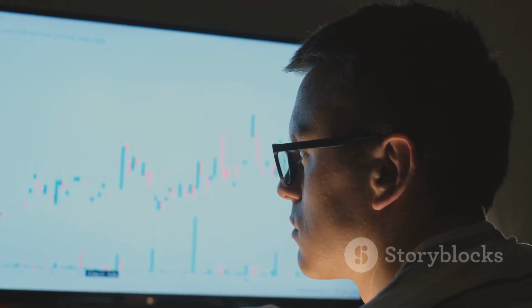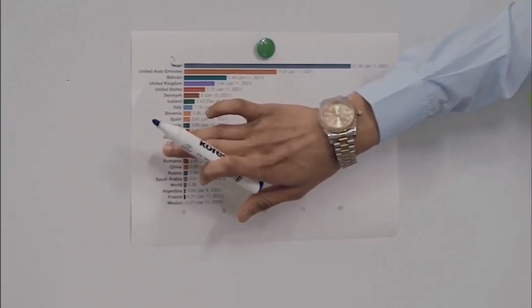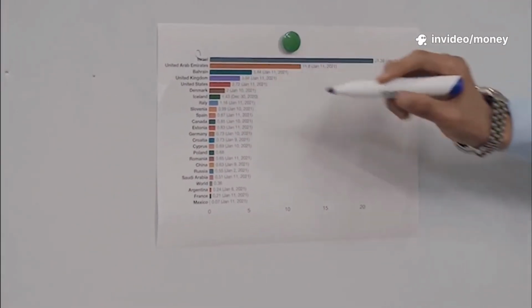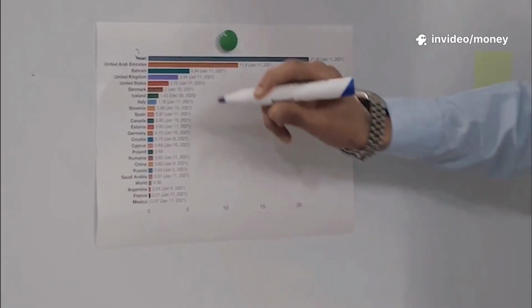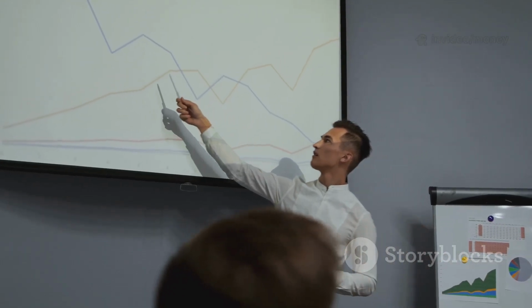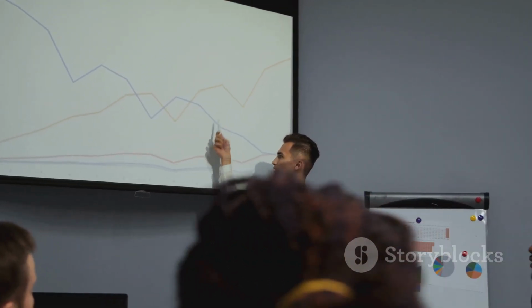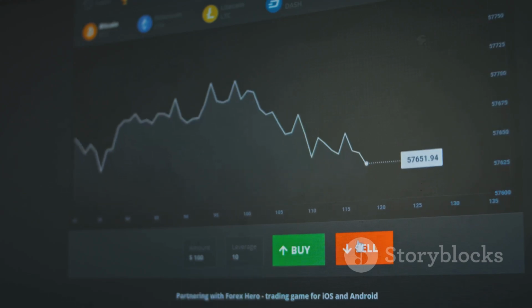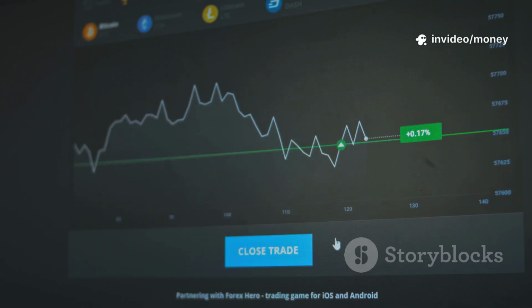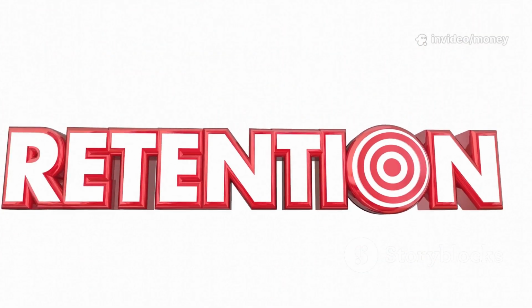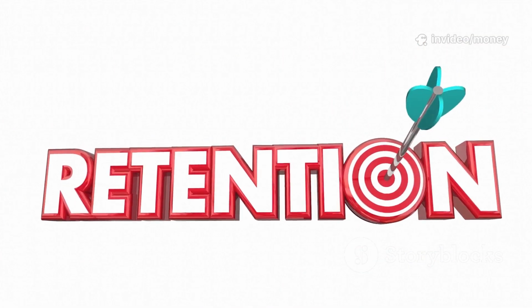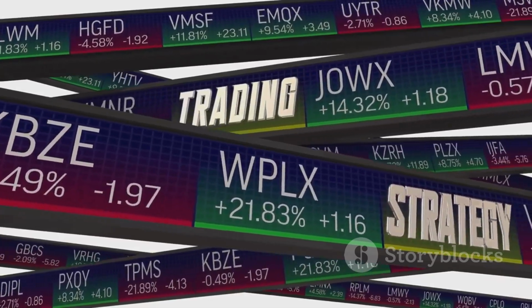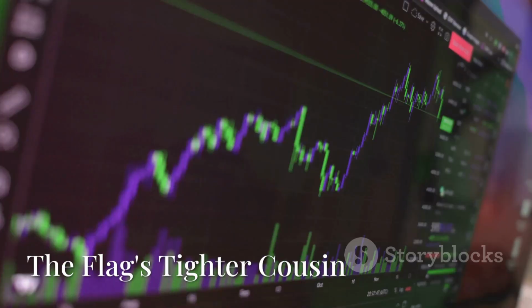Now for the best part, calculating your target. This is what makes the pattern so powerful. The general rule is to measure the height of the flagpole, from the start of the move to the highest point of the flag. Then, you project that same distance from the point of the breakout. So if the flagpole was a $10 move up, you'd add $10 to the breakout price to get your profit target. This gives you a clear, objective target for your trade, taking a lot of the guesswork out of the equation. It's a simple, yet incredibly effective way to plan your exit.